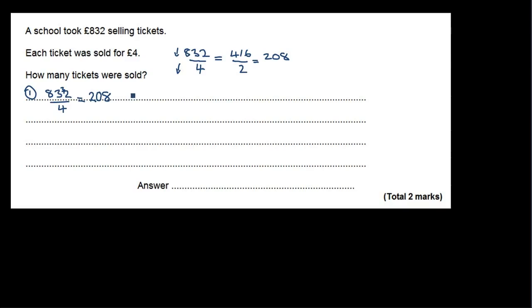So that's probably the simplest method. Should work fairly well. Let's try another though. So let's try this time long division. And so this time we will use the bus stop. We'll say 4 into 832. So 832 divided by 4.